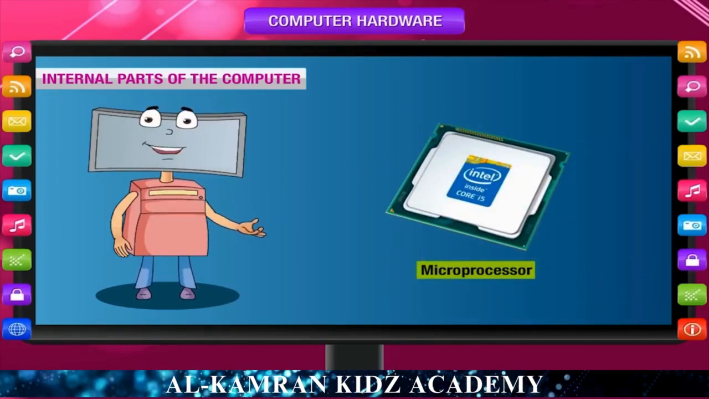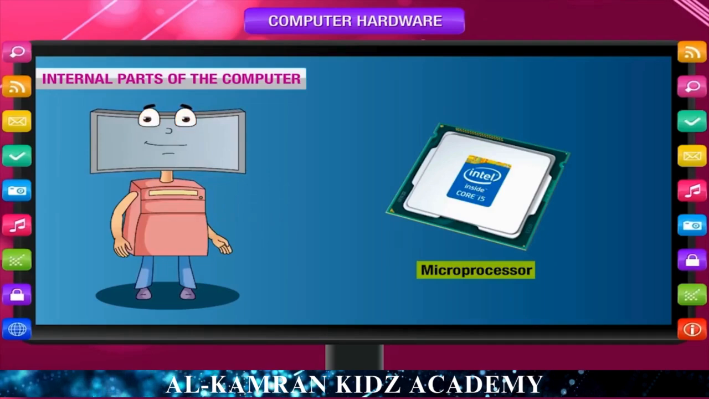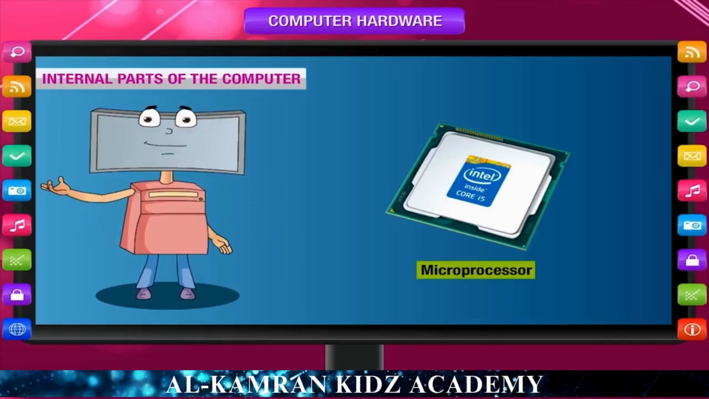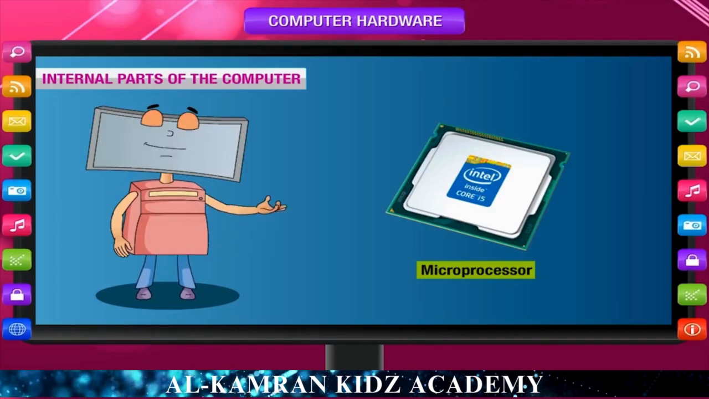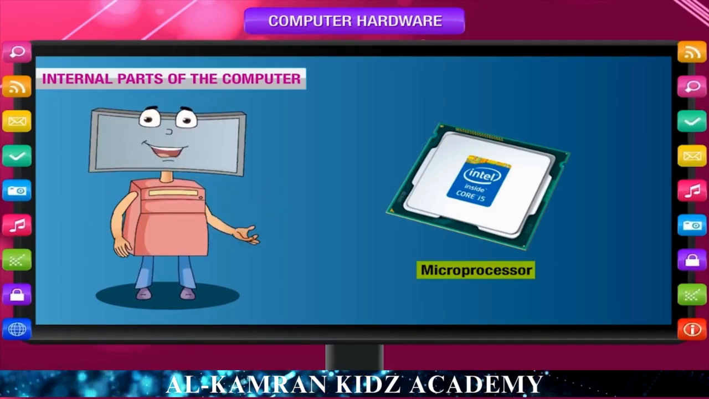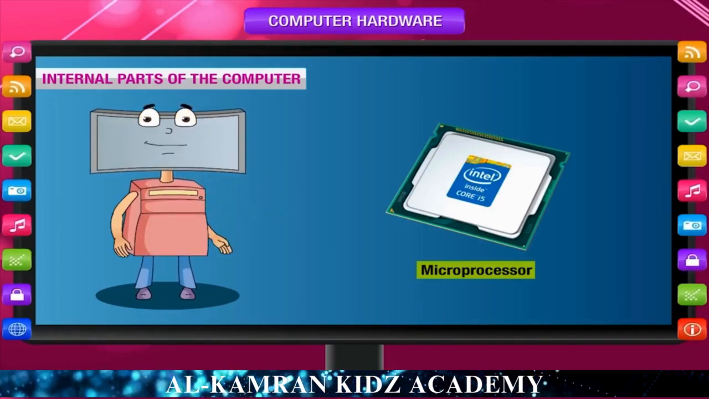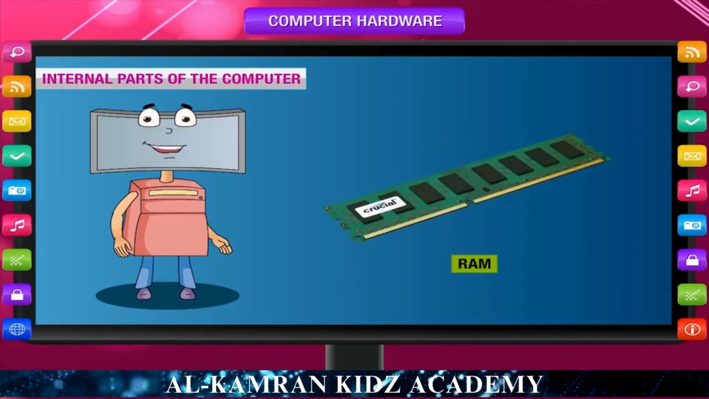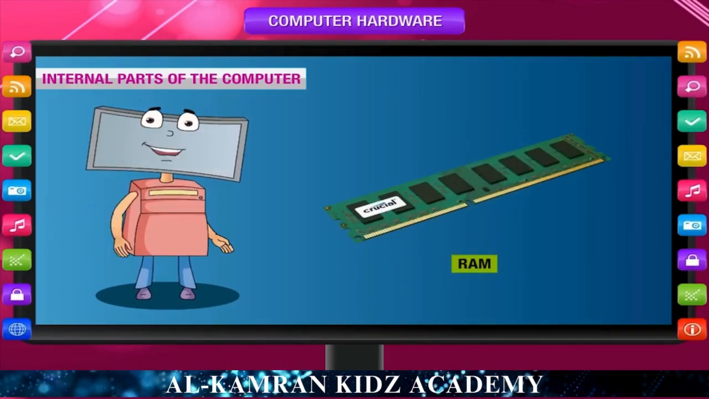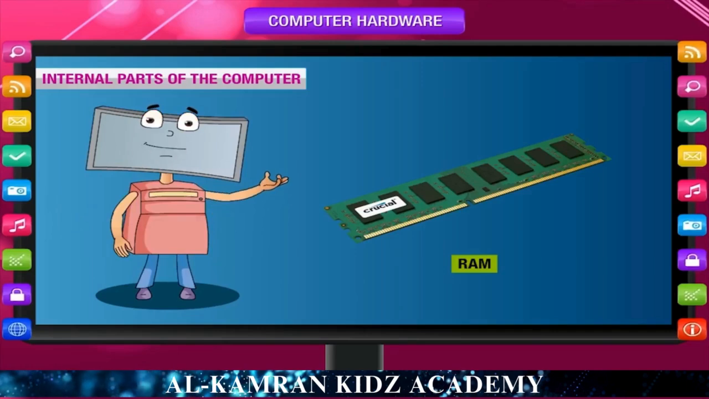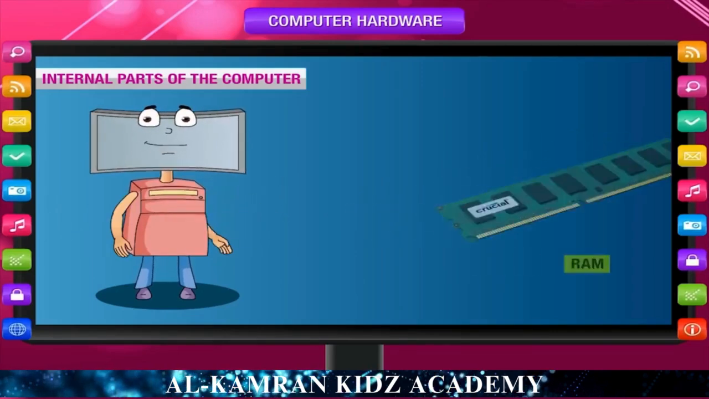Microprocessor. The main chip that works as the central processing unit (CPU) of the computer is known as a microprocessor. The speed of the computer is determined by this microprocessor. RAM. The main working memory of the computer is known as RAM. It is also a hardware component.